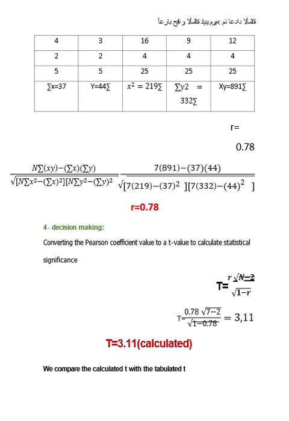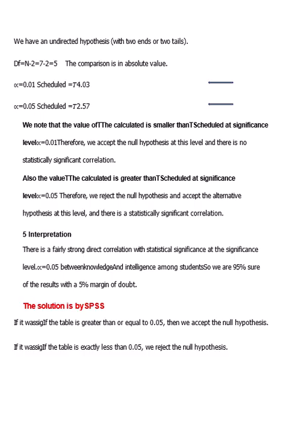Decision making. Converting the Pearson coefficient value to a t-value to calculate statistical significance. t equals 3.11, calculated. We compare the calculated t with the tabulated t. We have an undirected hypothesis, with two ends or two tails. df equals n-2 equals 7-2 equals 5. The comparison is in absolute value. At significance level 0.01, tabulated t equals 4.03. At significance level 0.05, tabulated t equals 2.57.